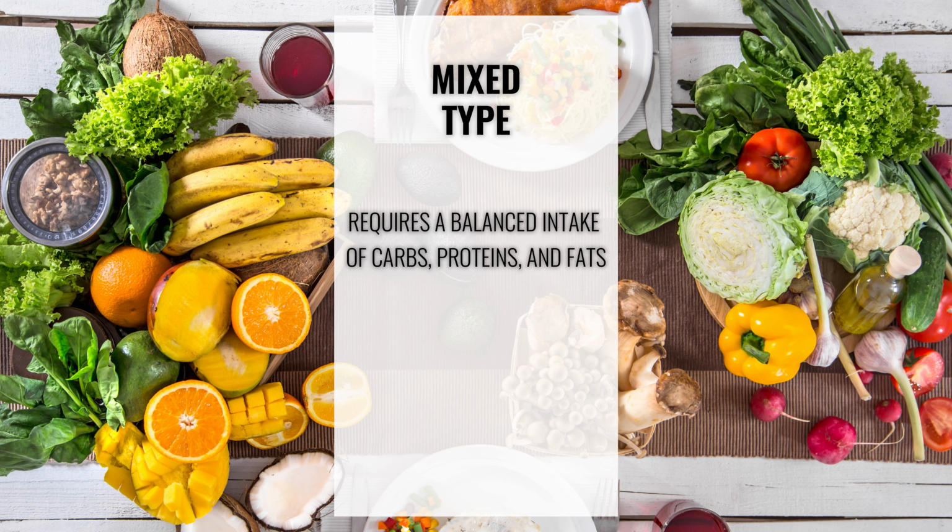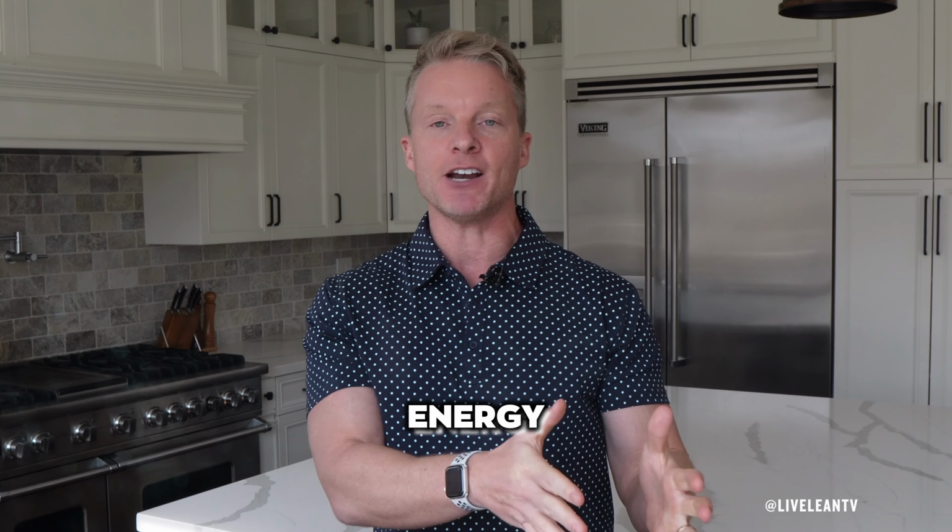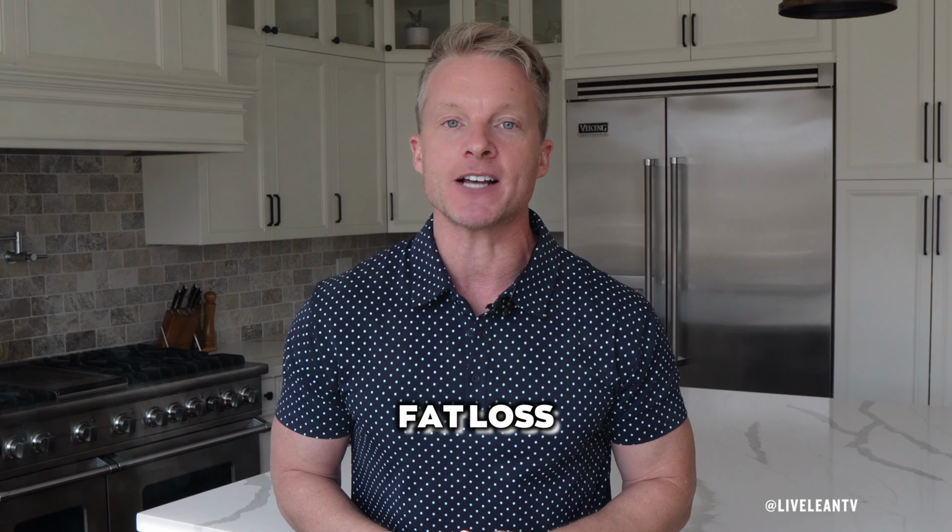So this requires a balanced intake of carbs, proteins, and fats with a recommended macros of protein 30 to 40%, carbohydrates 30 to 40%, and fat at 30 to 40%. So the theory is identifying your metabolic type can optimize energy, hunger control, and fat loss by personalizing your macronutrient ratios. However, once again, science shows no one-size-fits-all for weight loss. Weight loss depends on creating sustainable calorie deficit and healthy eating habits.